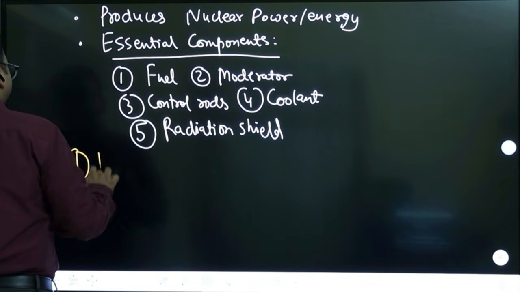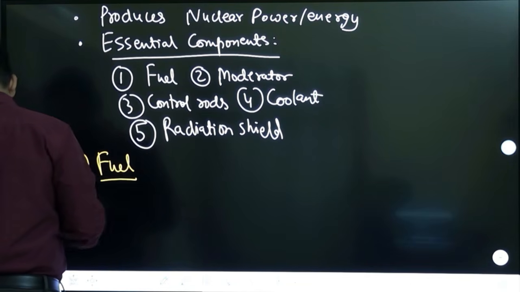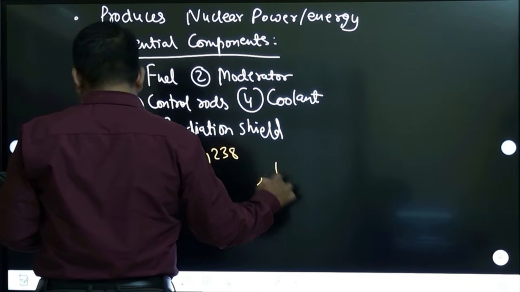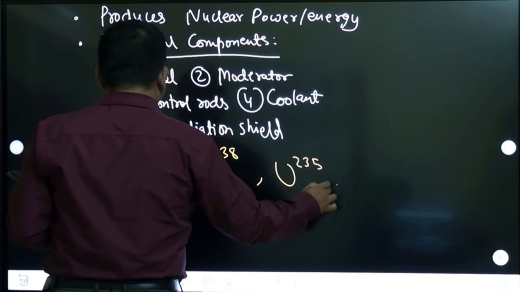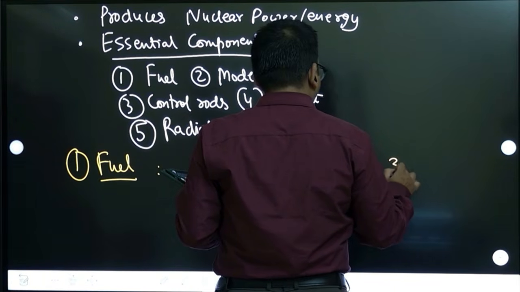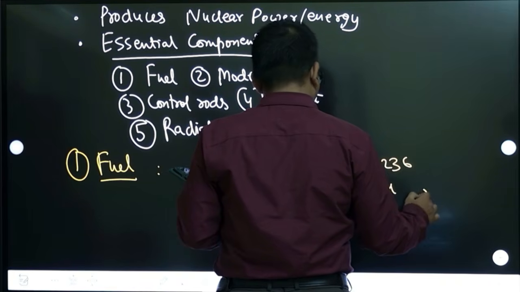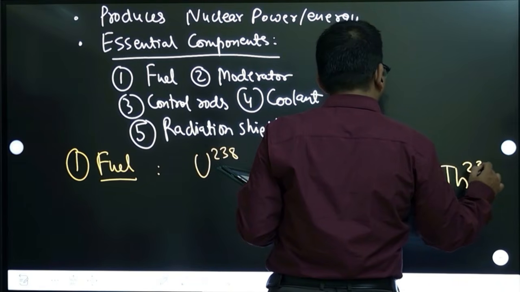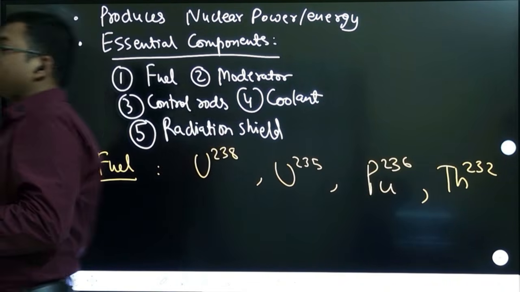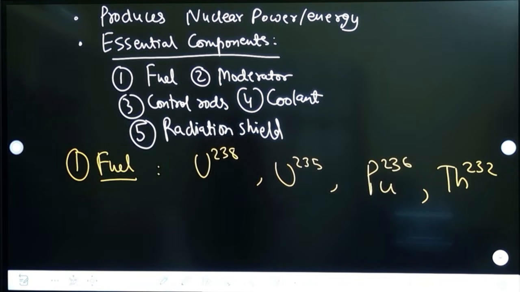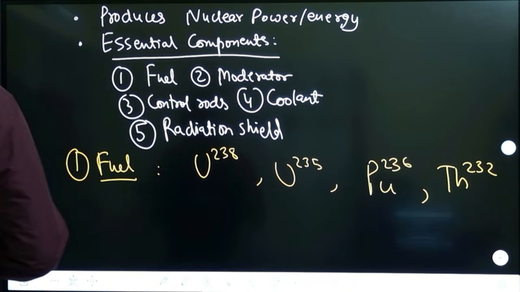So first we are talking about fuel. In fuel we will use uranium 238, uranium 235, Pu 236, thorium 232. All these are the fuels used in nuclear reactors.